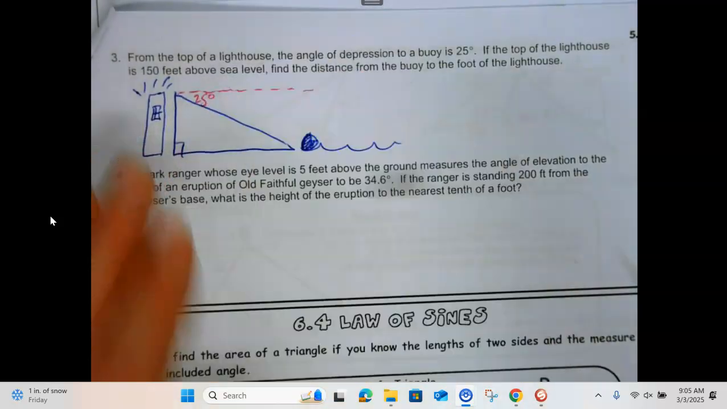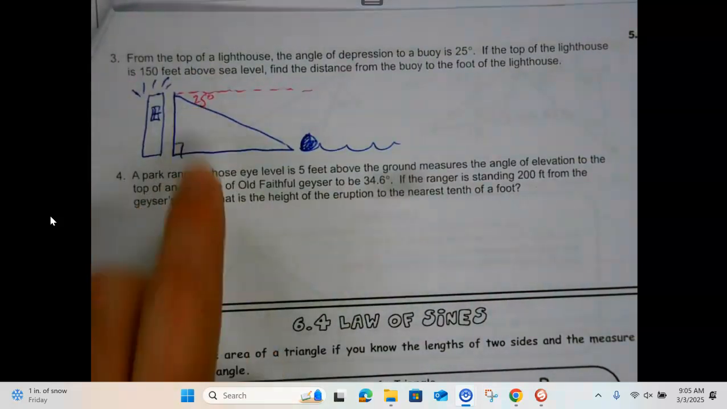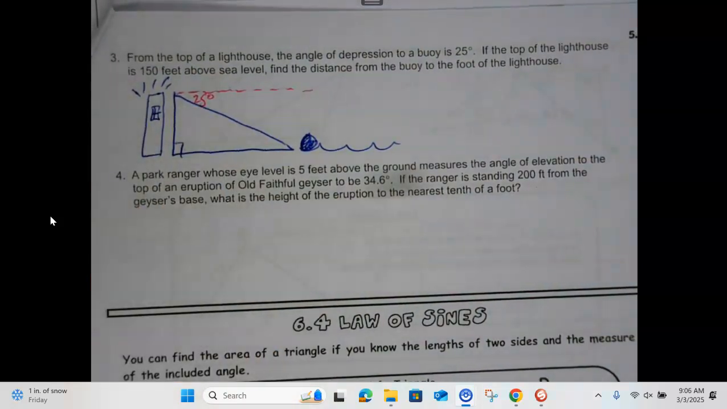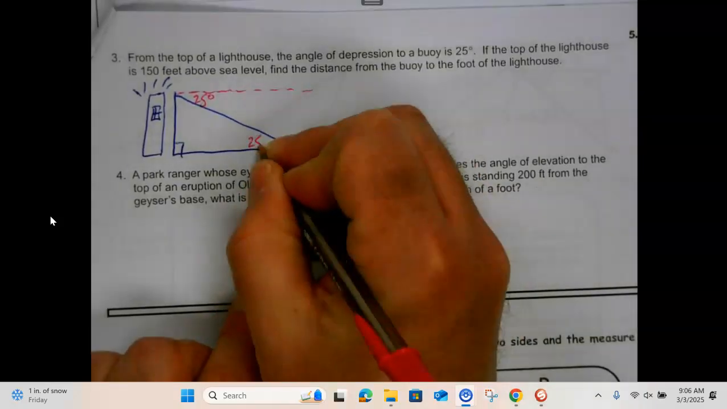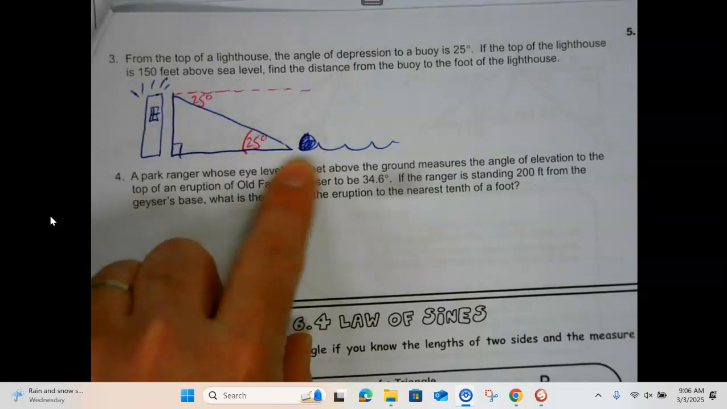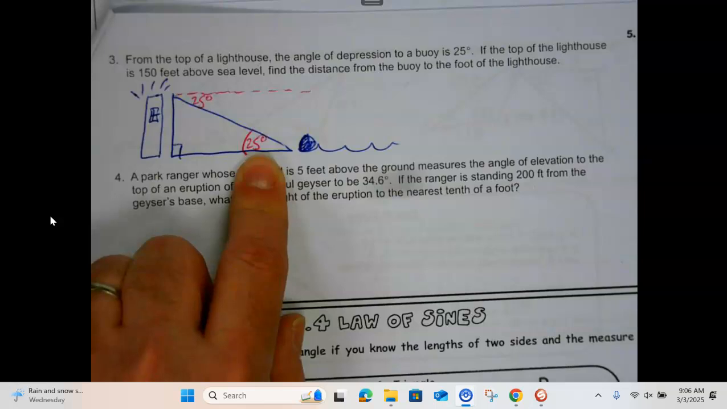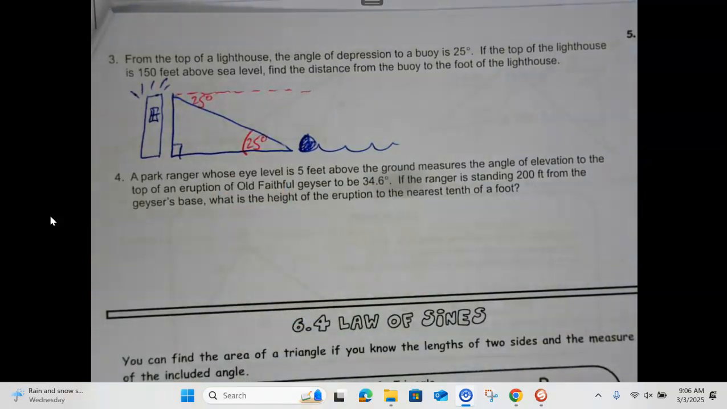When we say depression, technically that 25-degree angle that I'm looking down at is out here. But because of alternate interior angles, that 25 is also here. It's in the exact same spot that elevation is. So when you see elevation versus depression, really the angle's in the same spot. So we can cheat a little bit that way.